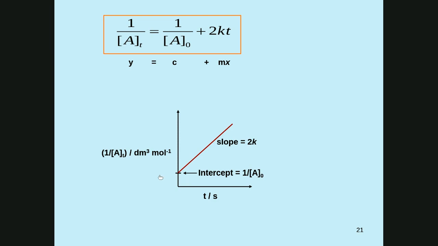with a gradient equal to 2 times the rate constant and an intercept 1 over A naught. Yeah? But the important one is always the gradient, because from that we can infer the value of the rate constant, which is what we are usually interested in. So the rate constant in this case will be half the gradient of that plot, the plot of the integrated rate law.